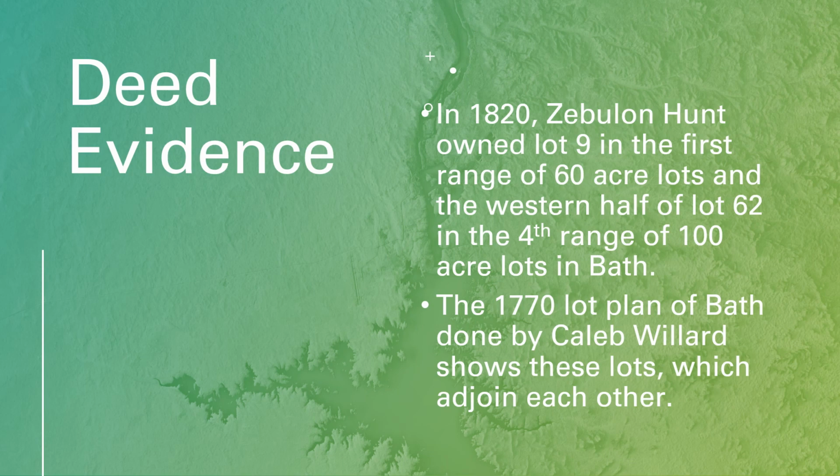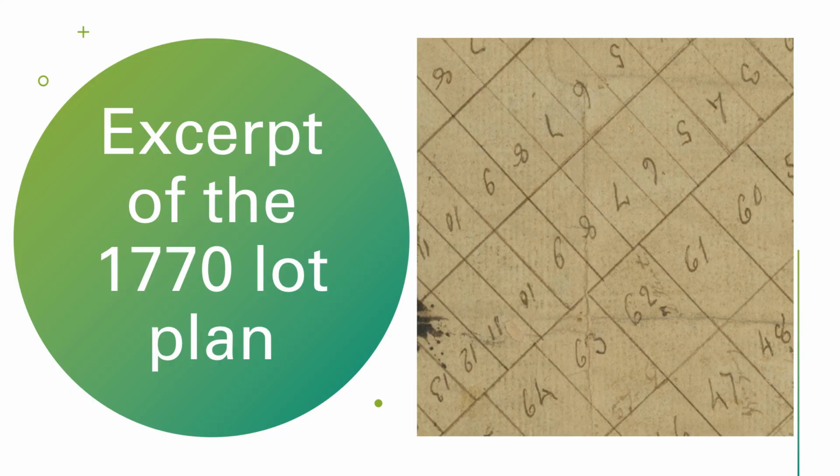Deed evidence shows that Zebulon Hunt in 1820 owned 2 lots in Bath, and those lots are depicted in the 1770 lot plan of Bath done by Caleb Willard. These 2 lots adjoin. This is an excerpt of the 1770 plan. You can see that Lot 9 and Lot 62 join and that there is a right-angled jog on the southern end of Lot 9.